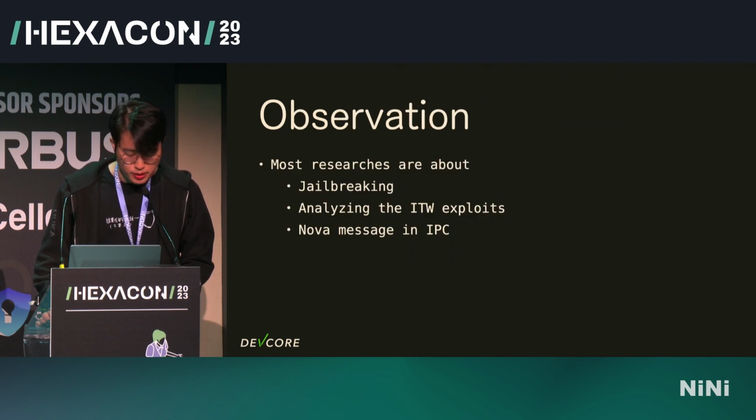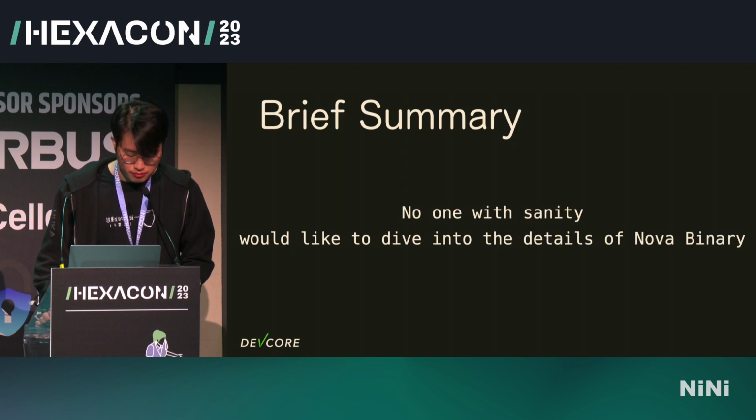Here is some observation. Most talks and articles focus on jailbreaking, analyzing the in-the-wild exploit, and the Nova message in IPC. So I have a summary after reading this article and starting to reverse myself, because while we were reversing, we found there are a lot of details that were not mentioned in anyone's talk. So it's a brief summary. As no one with sanity would like to dive into the details of a non-binary, because it's just secured by obscurity. It's really hard to read.